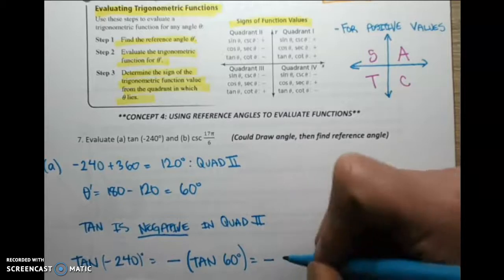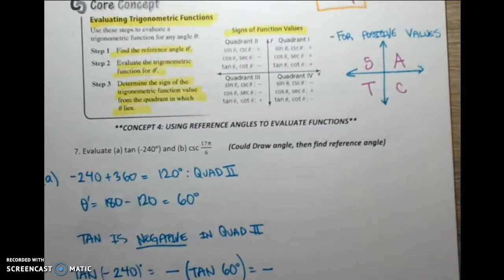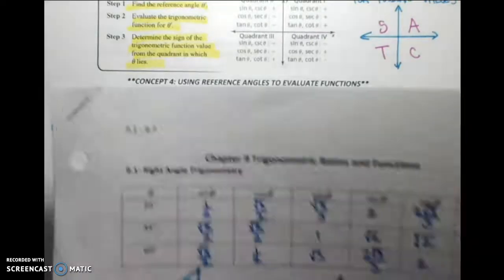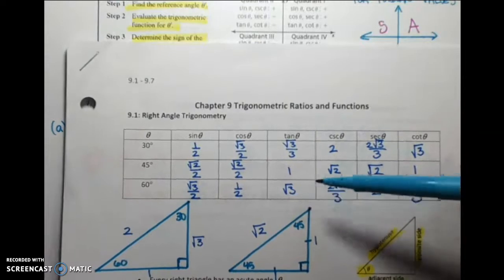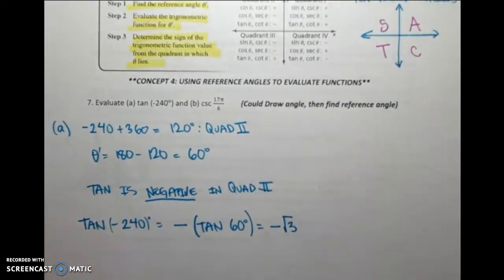Well, it's equal to the opposite. And what's the tangent of 60 degrees? Well, 30, 60, 90 is a special right triangle. And then if I refer back to page 1, tangent 60 degrees, I get root 3. And that's the answer I'm looking for right there.